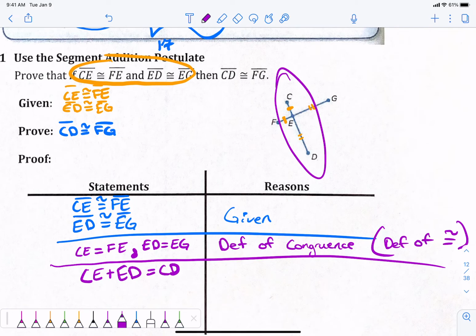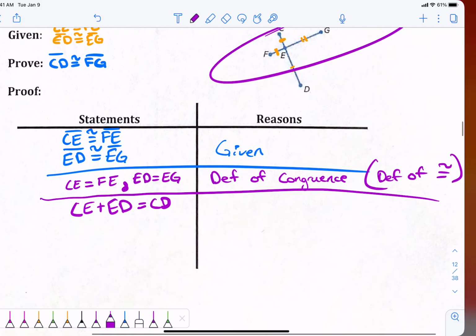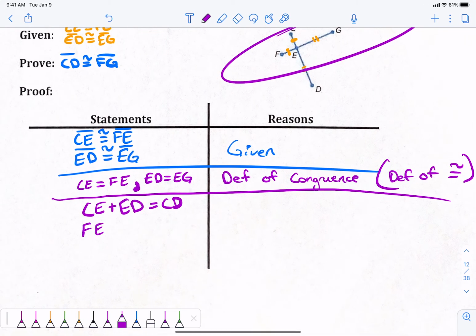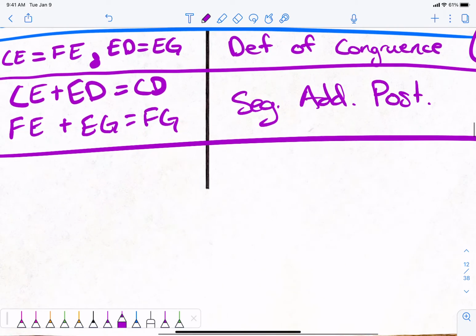Agreed? Okay, now let's do the same thing. We'll write that on the same line, but we'll do it for this one. So what will that look like? FE and EG. FE plus EG equals FG, right? And that all is the segment addition postulate. And I'm abbreviating everything. Segment addition postulate. There it is. Okay. This is where the tough part comes in.